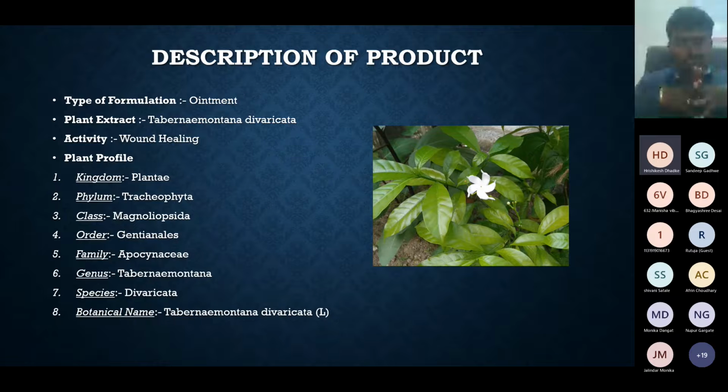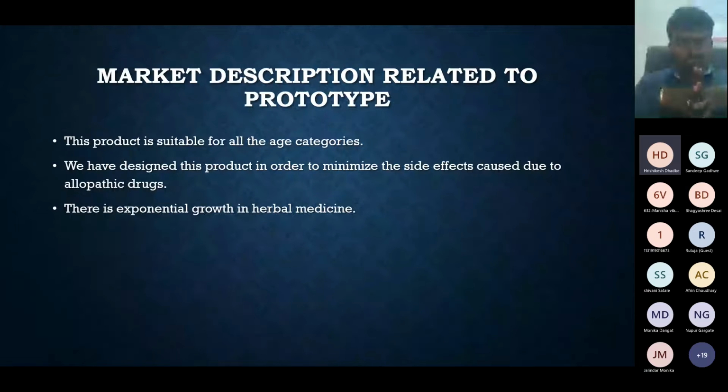So this is the plant profile: kingdom Plantae, phylum Tracheophyta, order Gentianales, family Apocynaceae, and the species is divaricata. Then the market description related to my product. The main advantage compared to the formulations present in the market is that this product is suitable for all age categories, while some other allopathic drugs are formulated for certain age categories like 15 to 44 or up to the 60s.